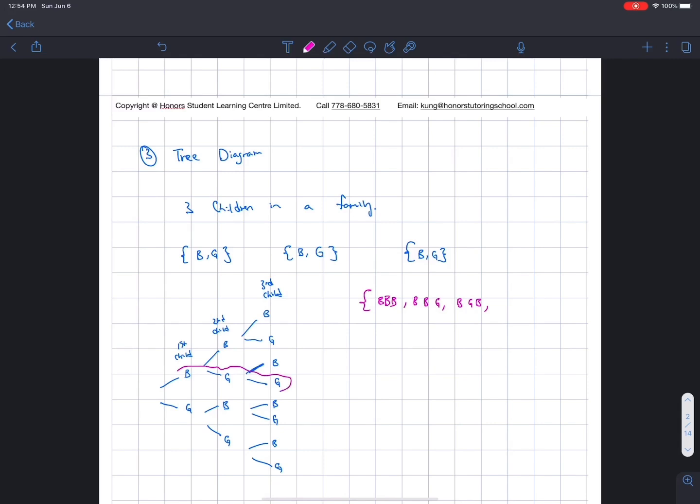We can have boy, girl, girl. And then I can continue. We can have girl, boy, boy. Girl, boy, girl. Girl, girl, boy. And girl, girl, girl.